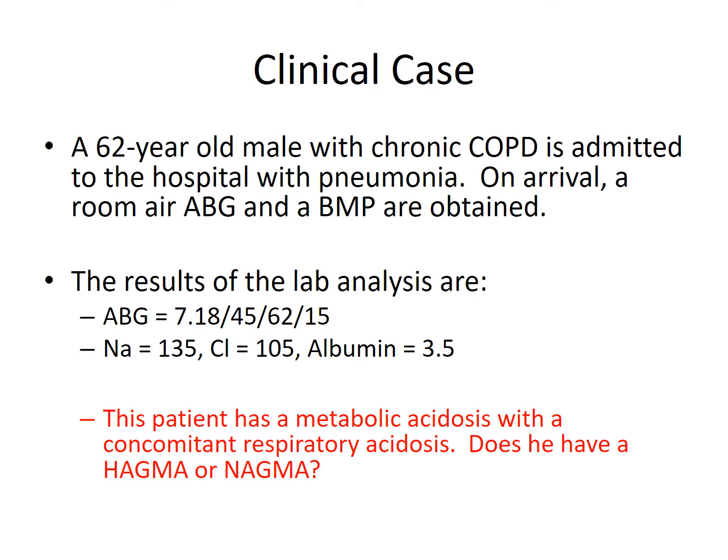All right, let's go back to our clinical case one more time. We have previously determined that this patient has a metabolic acidosis with a respiratory acidosis. Is this a HAGMA or a NAGMA? Okay, you've unpaused me, so I hope you're looking for the answer. Based on the corrected anion gap, this patient has a HAGMA with a concomitant respiratory acidosis.